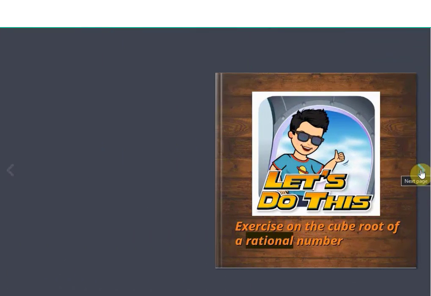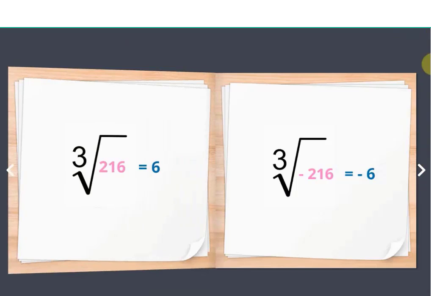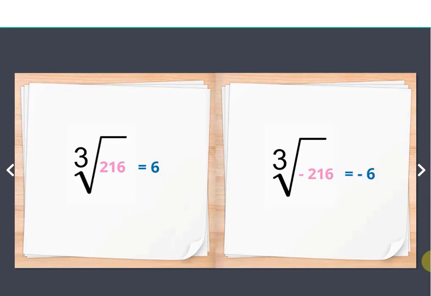Exercise on the cube root of a rational number. Before starting our exercise, let's remember the cube root of 216 equals 6, and the cube root of negative 216 is negative 6. It means if we want to find the cube root of a positive number, the result will be positive. And if we want to find the cube root of a negative number, the result will be negative.